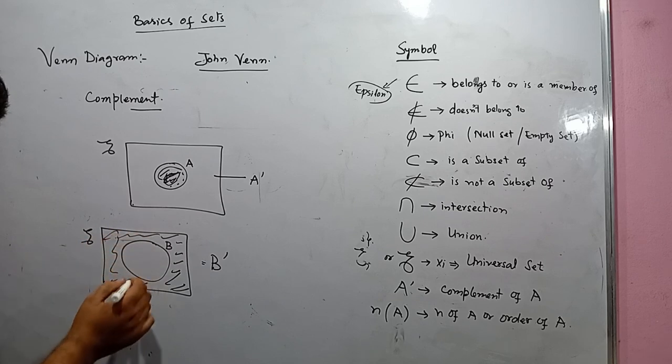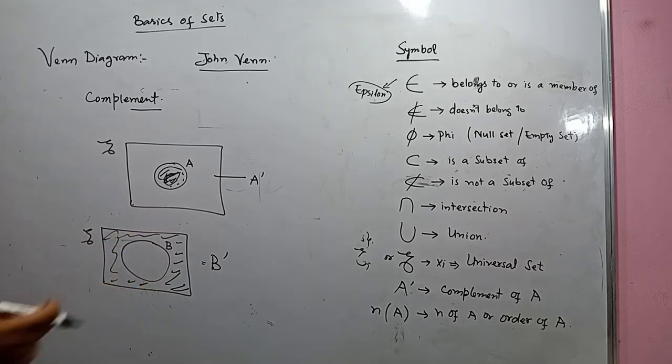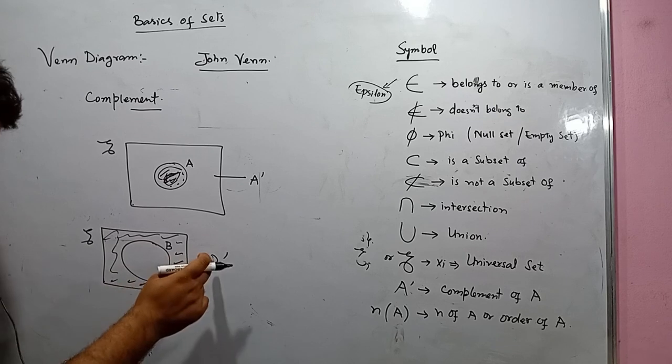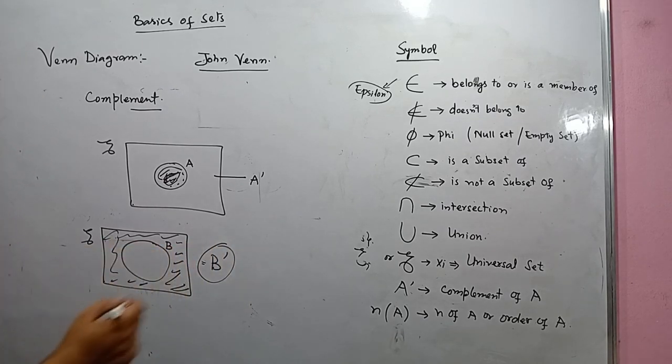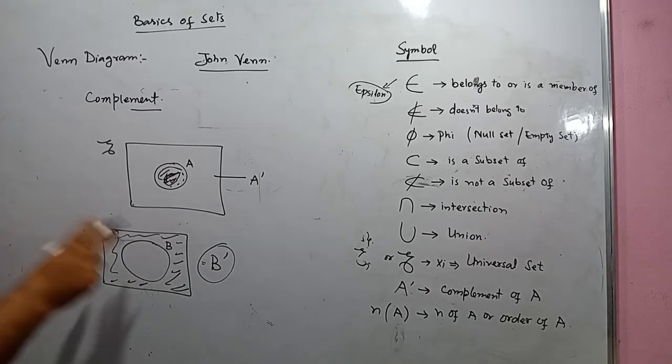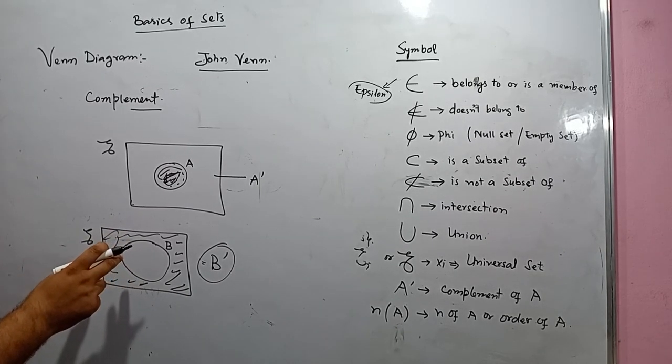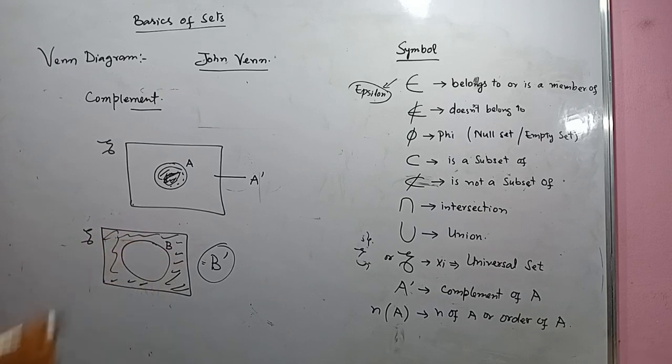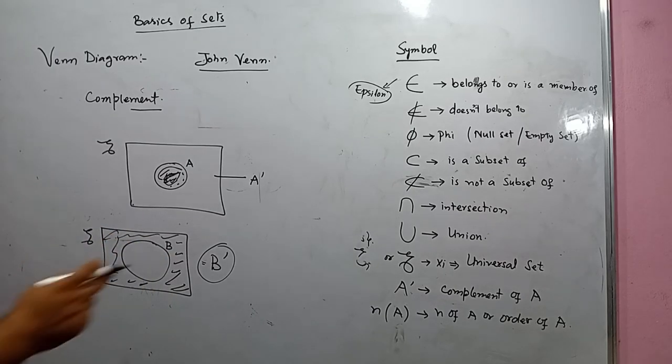All the elements of the universal set that are not in B, that is the complement of B, that is B dash. You should understand those elements which are not in B is the complement of the set B, that's B dash.